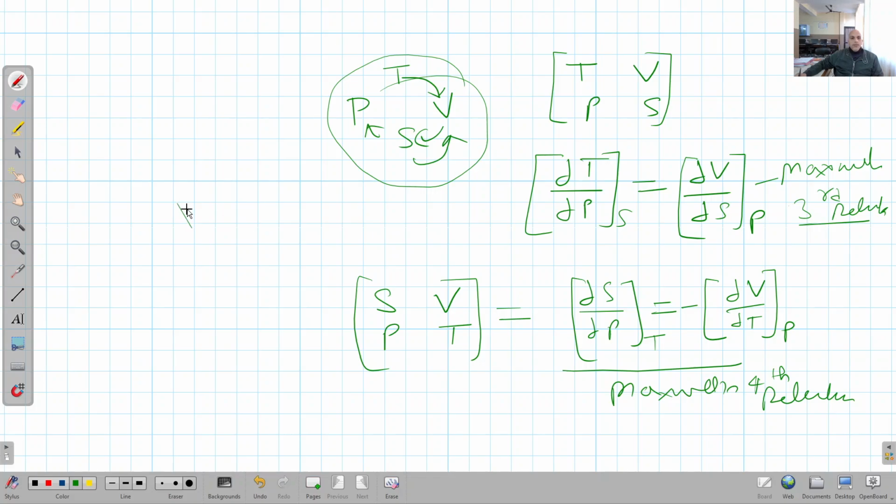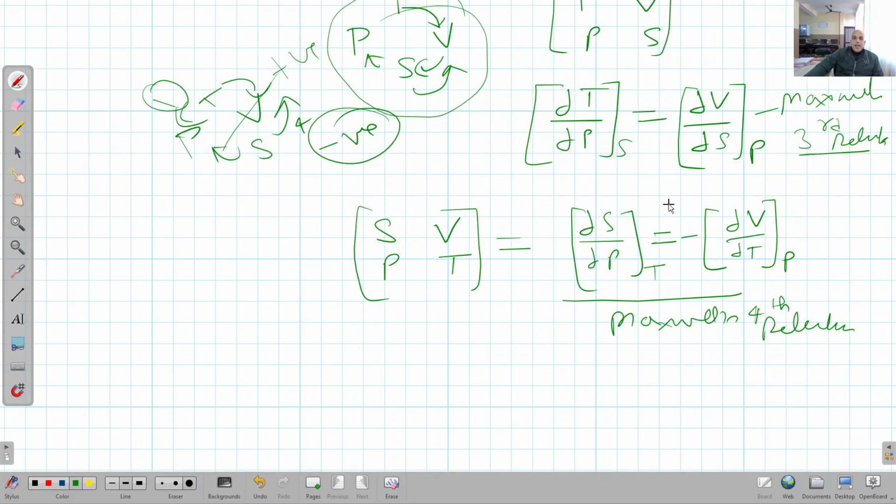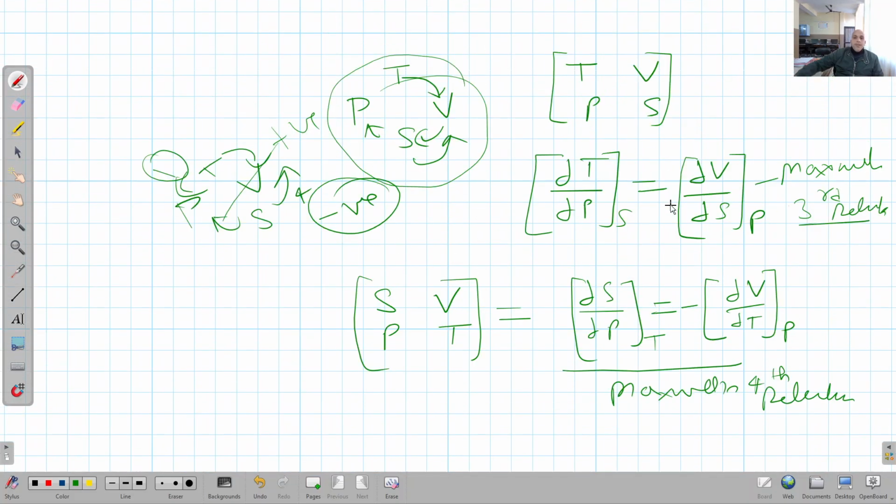You simply write P, V, T, S. This is first, this is second, this is third, this is fourth. First and fourth have negative signs because counterclockwise movement is there, and these two are positive. Clear? So this is all about the Maxwell relations or Maxwell equations, which we have derived by making use of thermodynamic potentials and their derivatives, right? So this is all about it. Thank you.